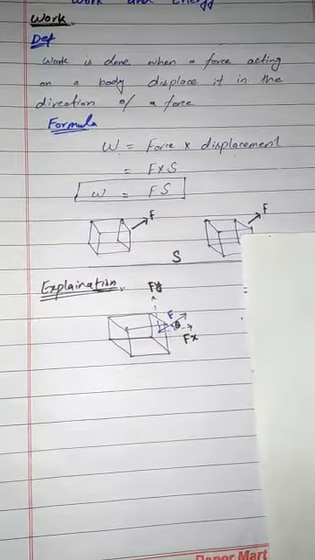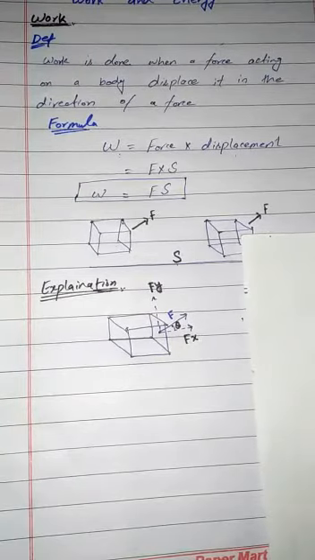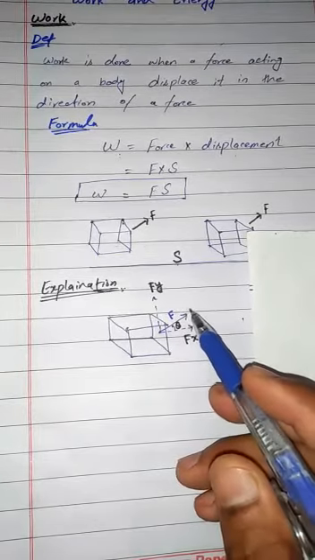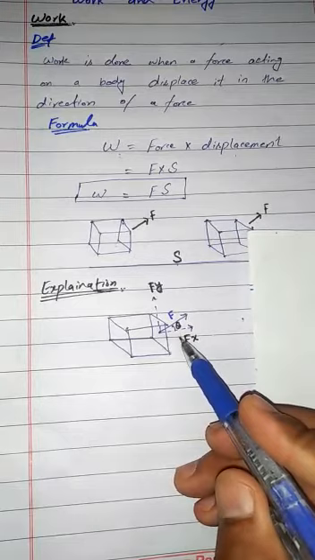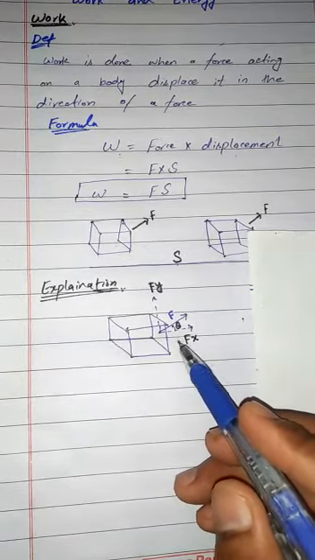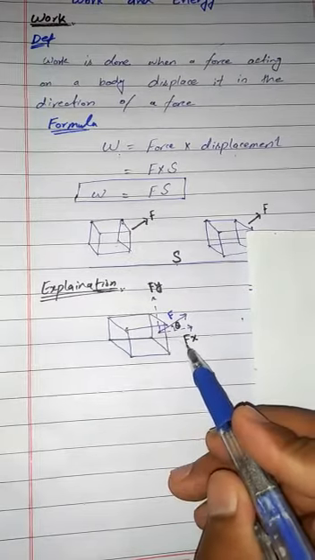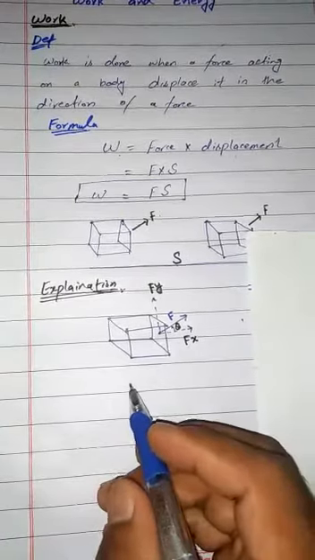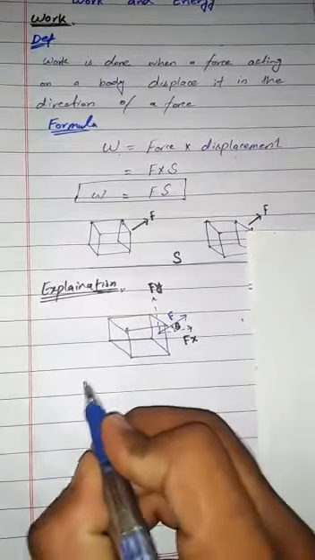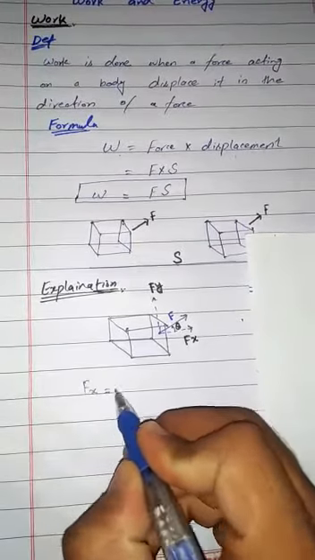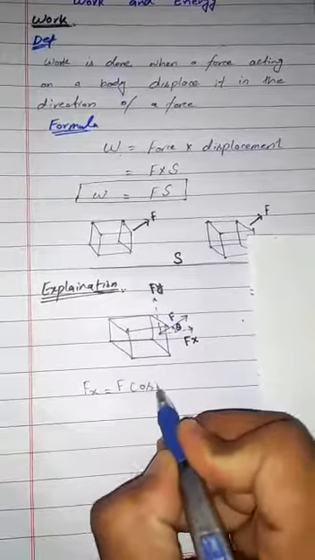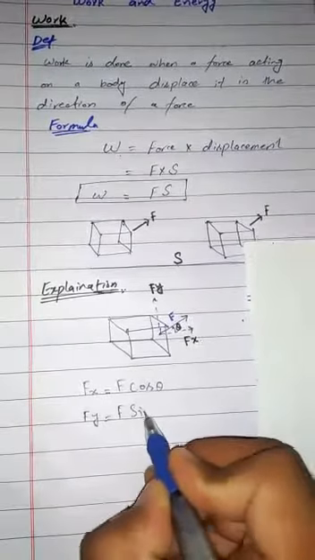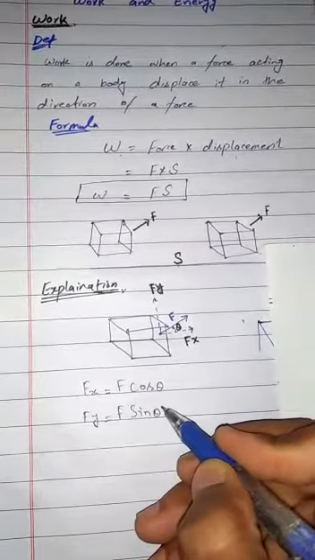Sometimes force and displacement do not have the same direction, as shown in the figure. Here the force F is making an angle theta with the displacement. Resolving F into the perpendicular components Fx and Fy, it can be written like this: Fx is equal to F cos theta, Fy is equal to F sin theta. These are the two perpendicular components of the force.